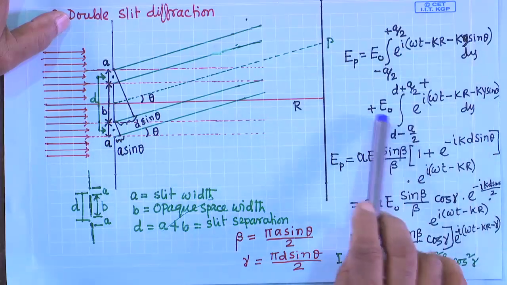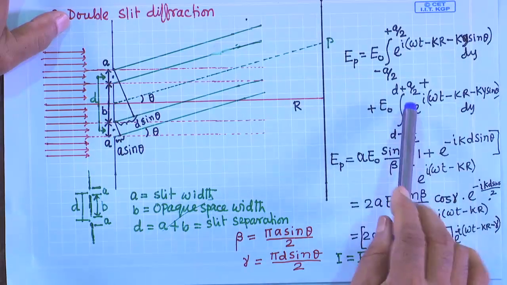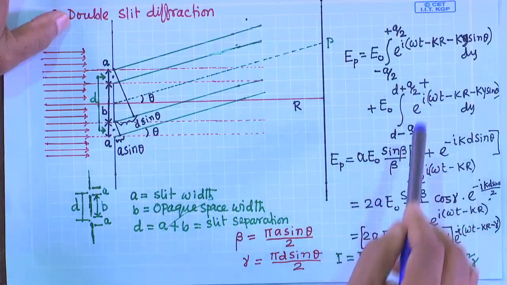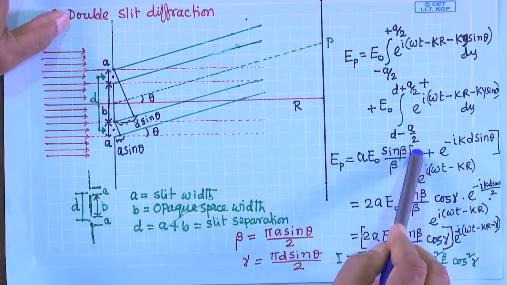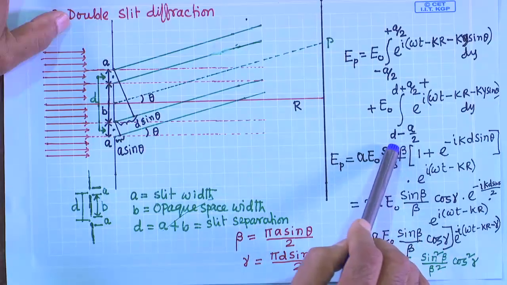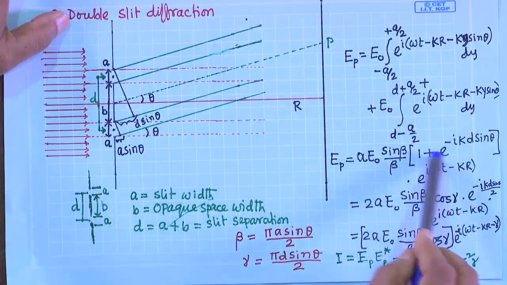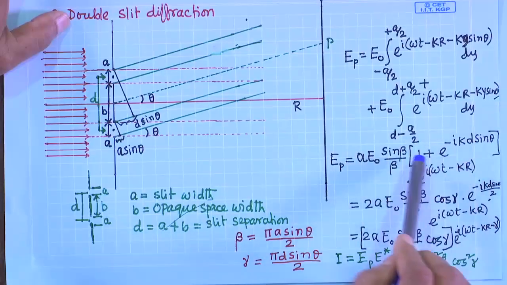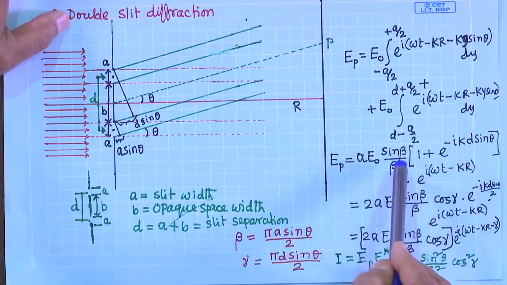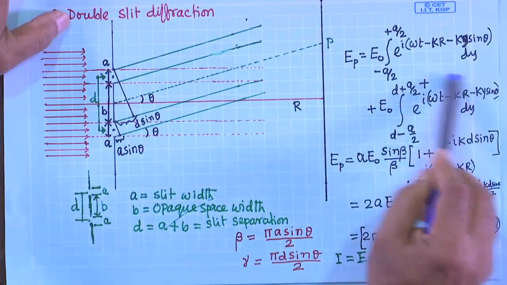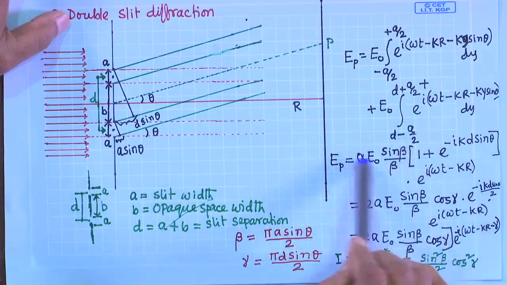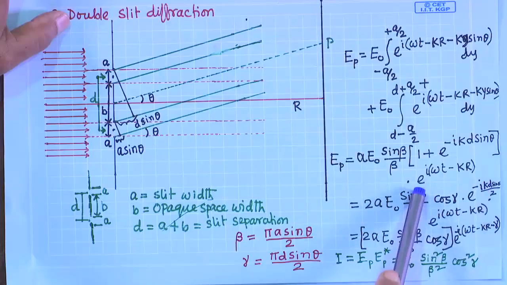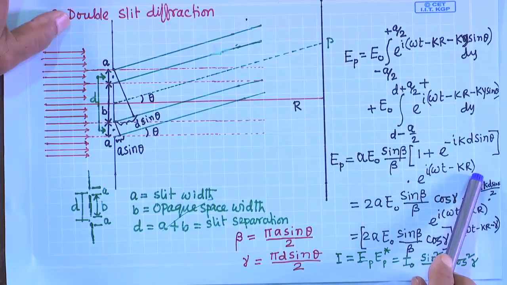Okay, this part and this other part will also have the same sin beta by beta, because plus a by 2 minus a by 2 is there, and in both limits d is there. So that d is common. So it will be here. This part into this part will be for the second term. Basically this part will be common, so 1 plus e to the power i(omega t minus k r).